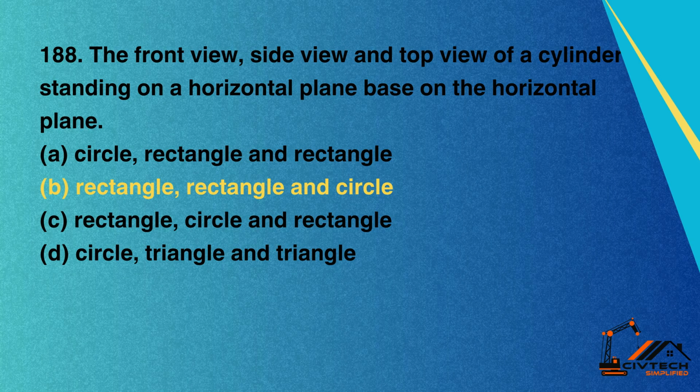188. The front view, side view, and top view of a cylinder standing on a horizontal plane, base on the horizontal plane. A. Circle, rectangle, and rectangle. B. Rectangle, rectangle, and circle. C. Rectangle, circle, and rectangle. D. Circle, triangle, and triangle. Correct option: B. Rectangle, rectangle, and circle.